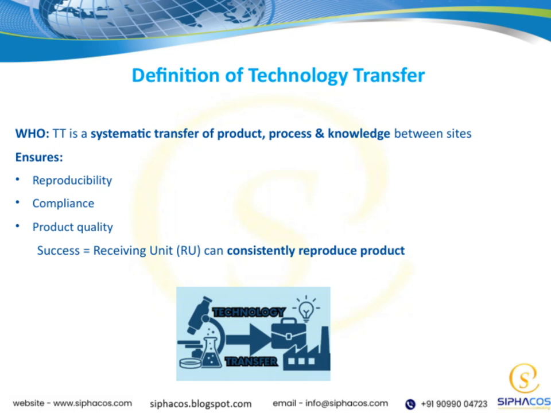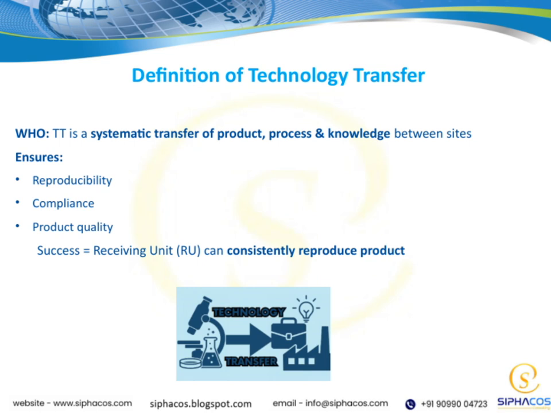Reproducibility means that the receiving unit, or RU, can consistently produce the same quality of product each time. Compliance ensures that all regulatory and internal standards are met throughout the transfer process. And of course, maintaining product quality is central to the entire effort.